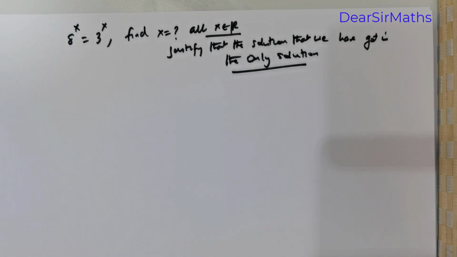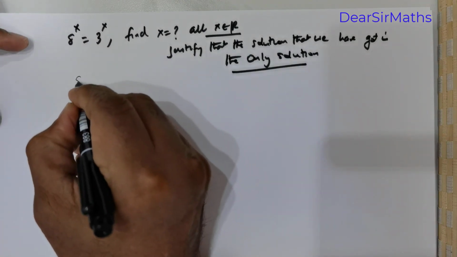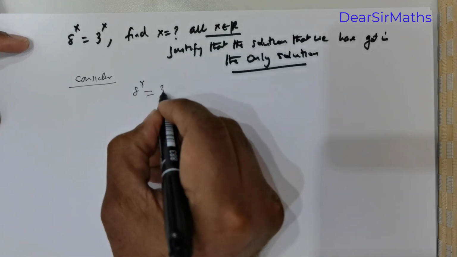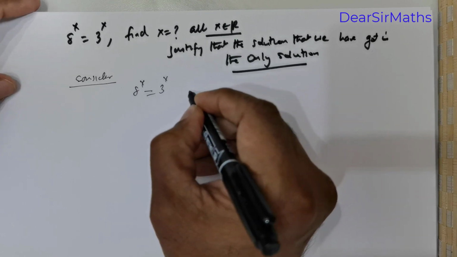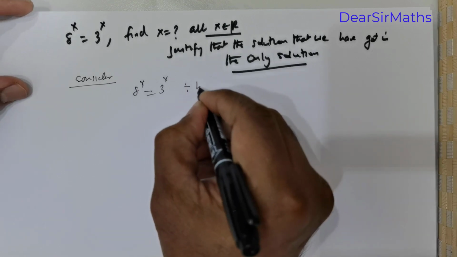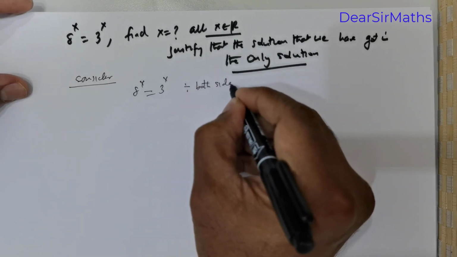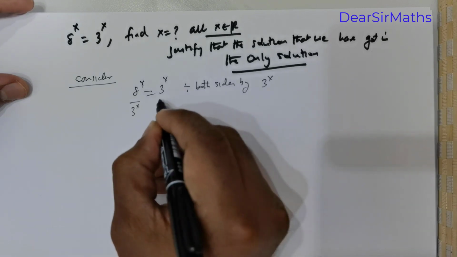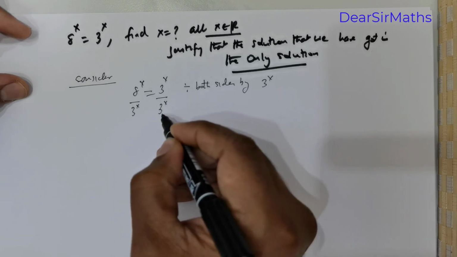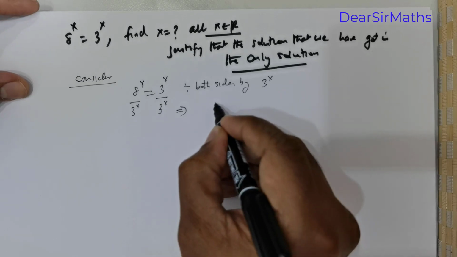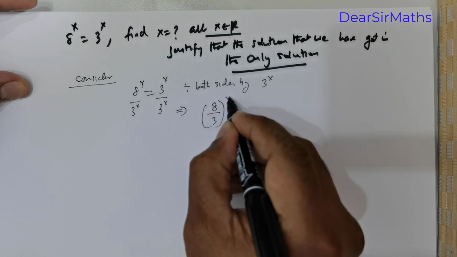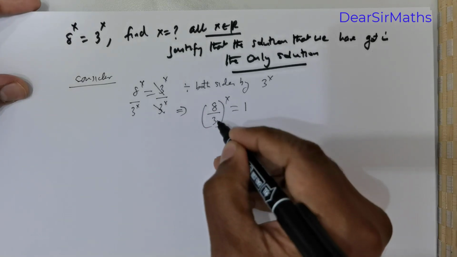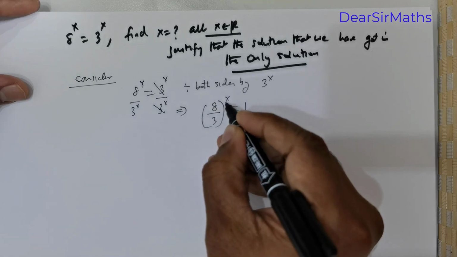So having mentioned that, let me just consider the given question. Consider 8 raised to the power of x is equal to 3 raised to the power of x. Now what I wish to do is, I would like to divide both sides by 3 raised to the power of x. So that would give me 3 raised to the power of x over 3 raised to the power of x. And this can be further rewritten as 8 over 3 raised to the power of x is equal to, over here you get 1. So you got 8 over 3 raised to the power of x is equal to 1.